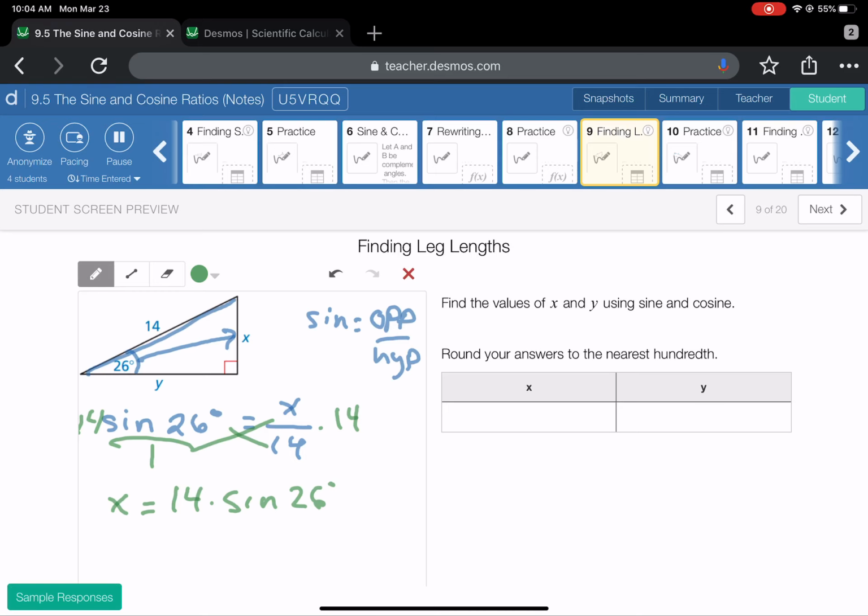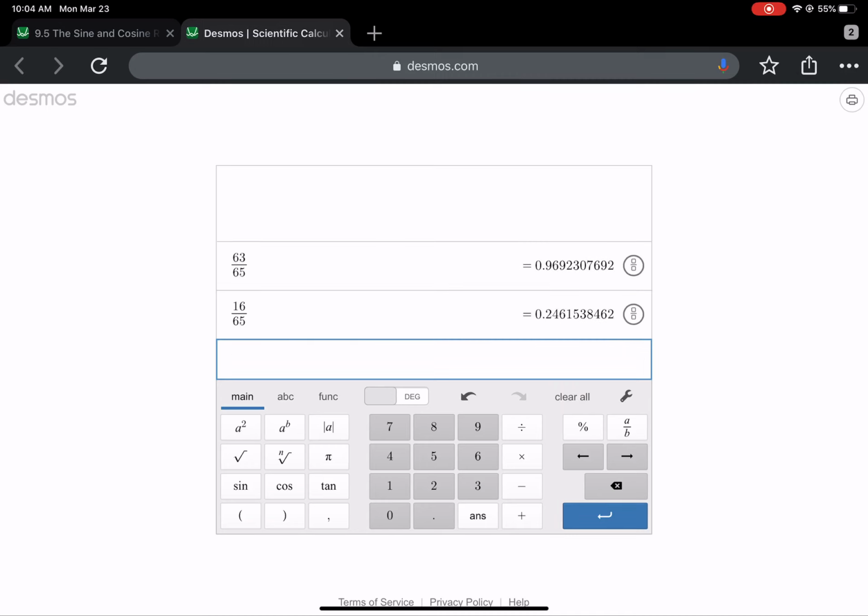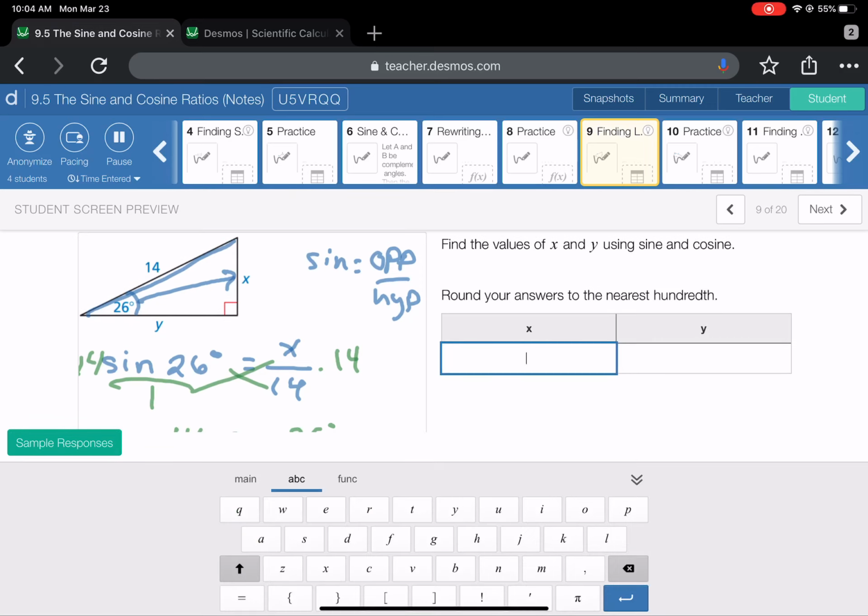Okay, so then we're going to type that into our calculator. 14 times the sine of 26, and we should get 6.137. On this one we want to round to the hundredth, so 6.14 is going to be our value of x.